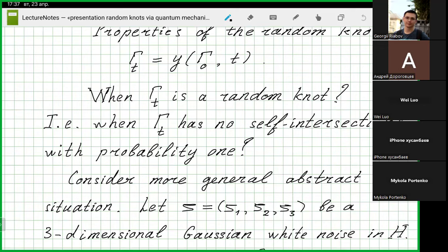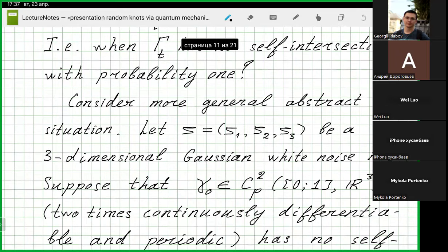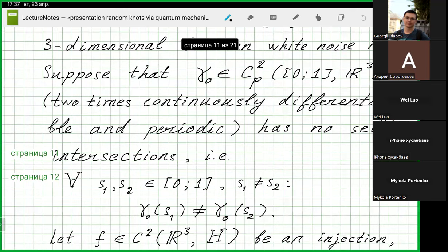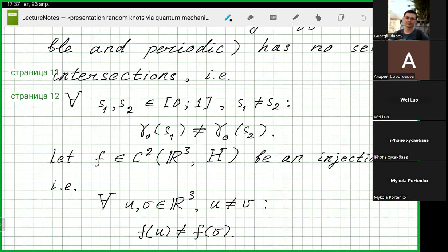So let us consider a general abstract situation. Let zeta be a three-dimensional Gaussian white noise in H. Suppose that gamma 0 is a function which is twice continuously differentiable and periodic on the interval [0, 1] in R3. This gamma 0 is like a parameterization of some good curve, and suppose that this curve has no self-intersection. Now consider some mapping from R3 to H, which is an injection, and which is also C2.